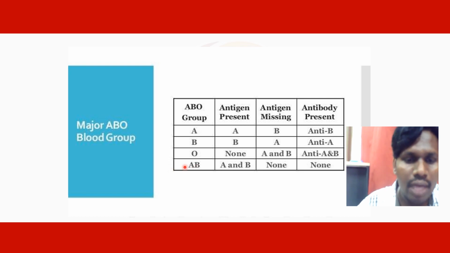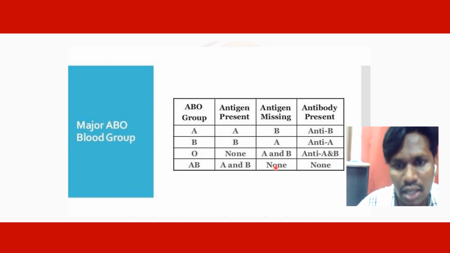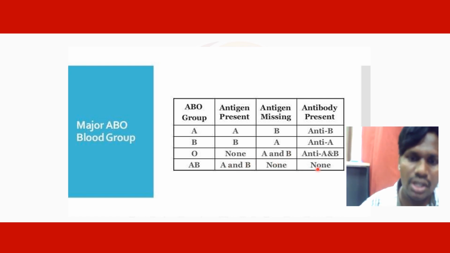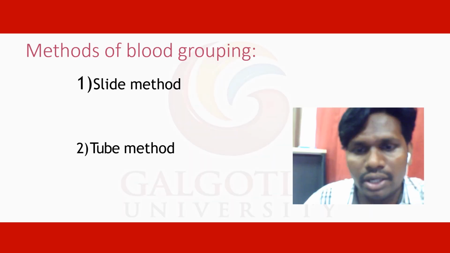Now come to the AB blood group. The antigens A and B are present, and the missing antigens are none, because both are present on the RBC surface, so nothing is missing at all. So there are no antibodies, because the antigens are already present in the patient's blood.